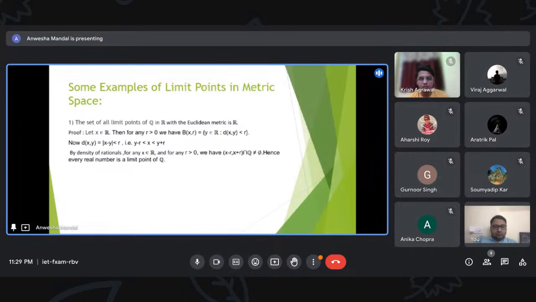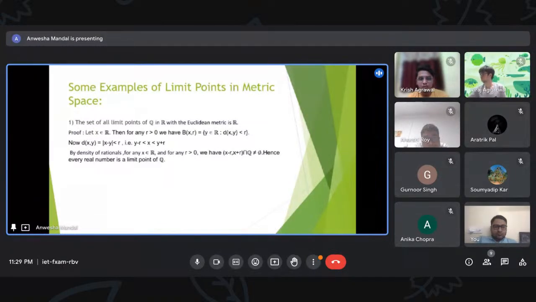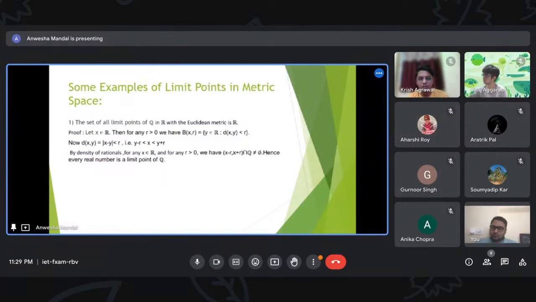So, from the density of rationals, we know that given any two real numbers, we can always find a rational number between them. So, by density of rationals, we can say that for any x belongs to R, for any r greater than 0, we have (x minus r, x plus r) intersection Q is not equal to empty set. Hence, we can say that every real number is a limit point of Q since x is an arbitrary point.